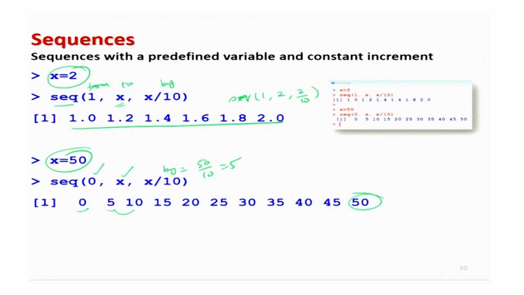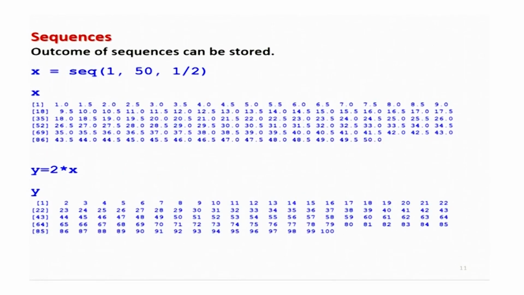Right. So you can see these are very simple operations which are based on the knowledge you have learnt up to now. You know how to define a variable, and now you are learning how to define a sequence, and now you are combining them together. So these concepts are going to be really useful when you are doing programming.